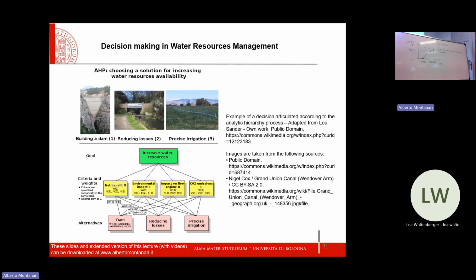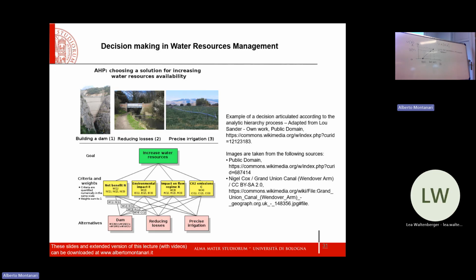Okay, let's suppose that we have to evaluate these 3 alternatives with 4 criteria: net benefit, environmental impact, as I said, impact on the river flows and on CO2 conditions. Perfect. Now, let's suppose that we already have utility functions for these alternatives, and thus for these impacts. So we have already measurement of the criteria for each solution.